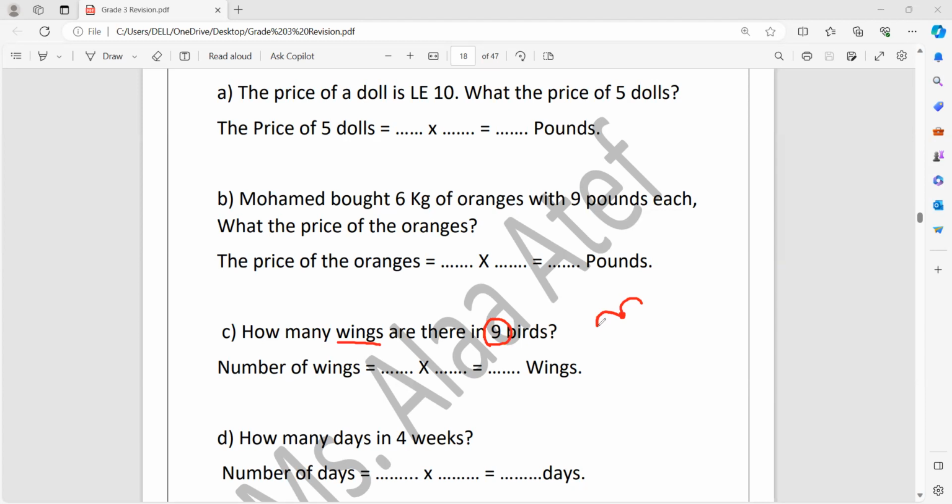So if I draw this bird, it will include 2 wings. So the number of wings in each bird, or in only one bird, equals 2. But I need to count the total wings in the 9 birds, not only one bird. It means that these 2 were repeated for the 9 birds. So again, from where did I get number 2? I know that we have 2 wings in each bird. And 2 times 9 equals 18.